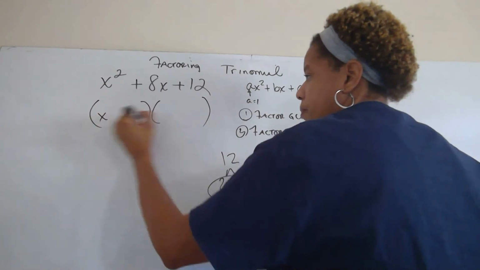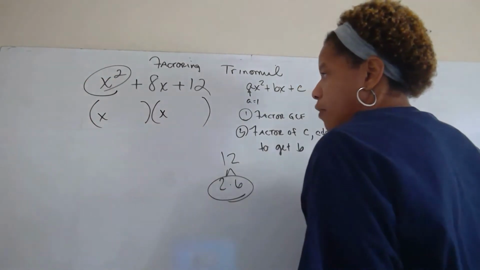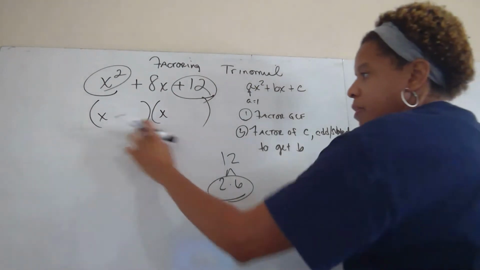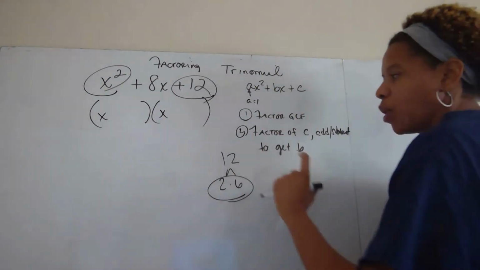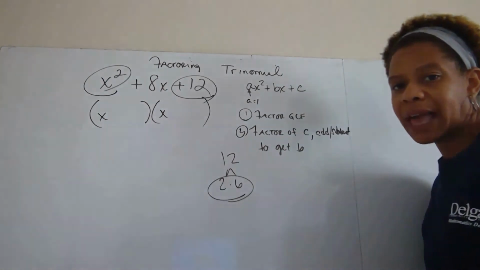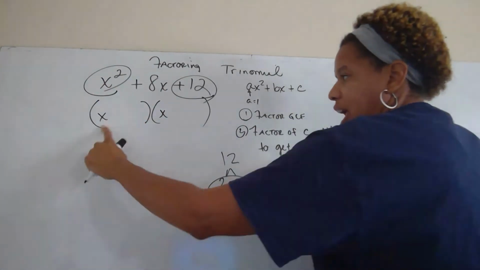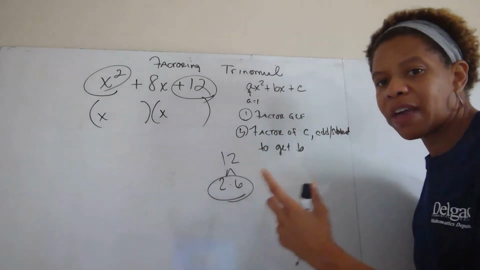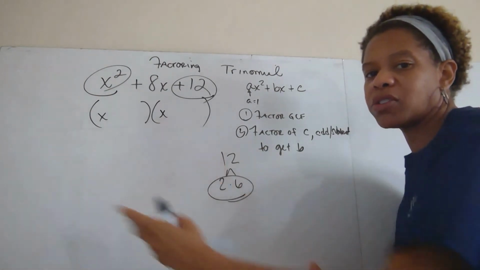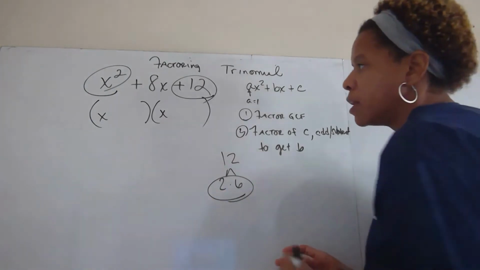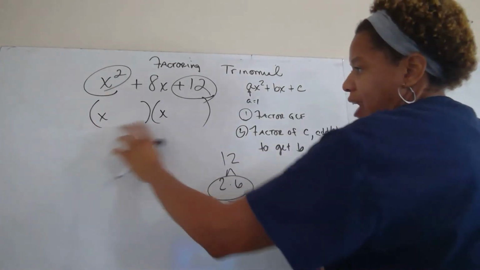So what are we doing? We're breaking up the factors of the first term, and we're looking for the factors of the last term that we can put in the parentheses that when we multiply it, it'll create that whole trinomial. So what creates the x squared? X times x. Please remember that factoring is going backwards to what it looked like before we multiplied it, before we distributed it. So what creates x squared? An x times an x.